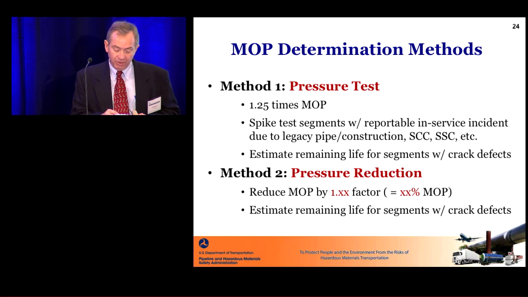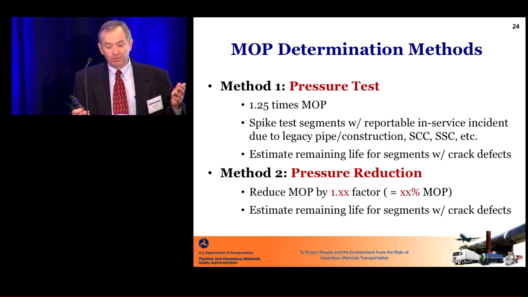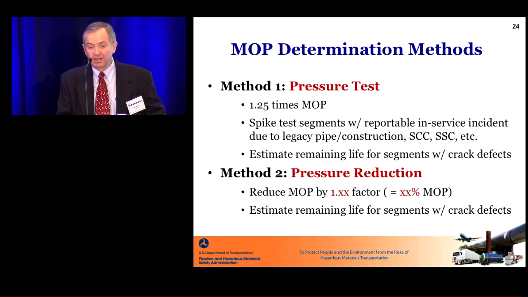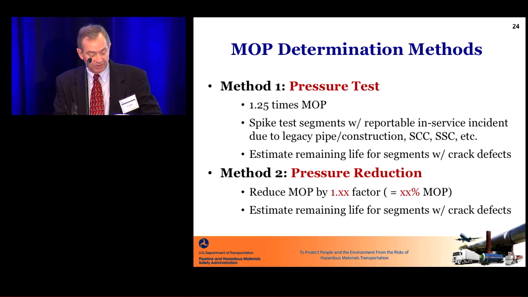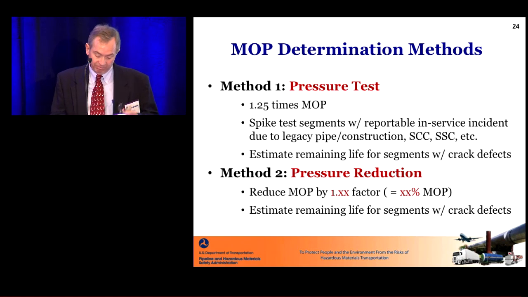Method 2, pressure reduction. Do you reduce the MOP by a factor of 1.25, as you can see, I've got XX there. What do we do if we let you reduce the MOP? Is that for short term that we do that? Or do we let you estimate the remaining life and just continue lowering the pressure? I don't know the answer there.